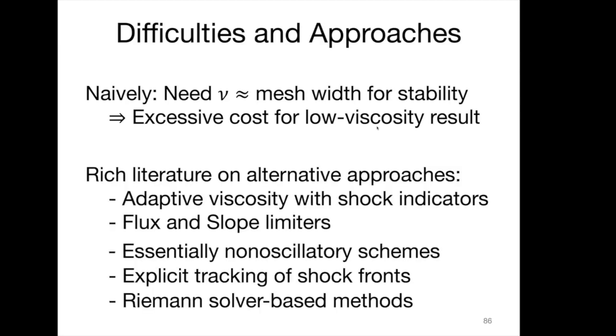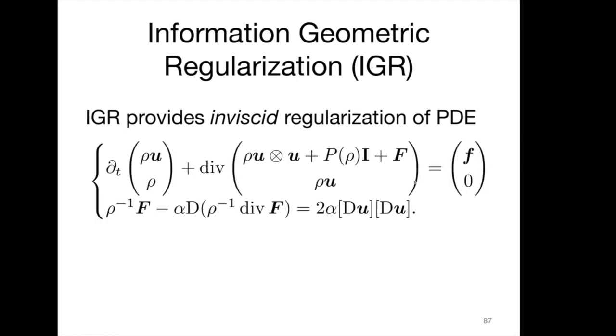And so there's a rich literature on more clever numerical methods to deal with this problem. One can add viscosity adaptively. One can drop to a lower order numerical method close to a shock. There are essentially non-oscillatory schemes. We can track shock functions explicitly, or we can stitch together the solution based on the solution of so-called Riemann problems. At least from my still somewhat outside perspective, since I've only been working on this problem for a year, these seem to be the main routes of attack. Now in this work, my student Rija and I introduced instead an inviscid regularization of the PDE, which we call information geometric regularization.